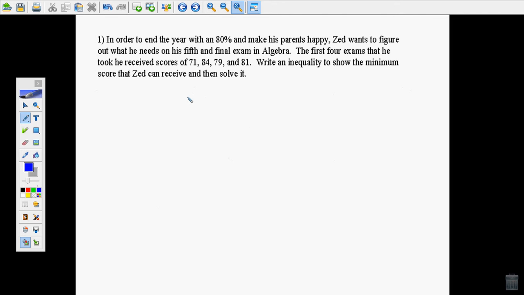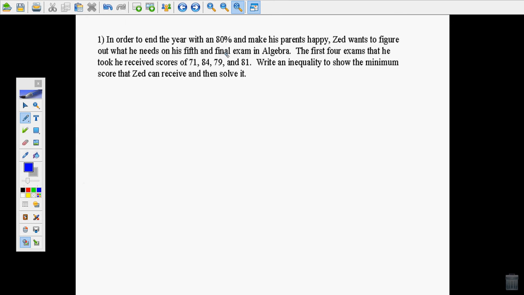Okay, so let's look at our first example here. When you read through this, he wants to end the year with 80%, and he's trying to figure out what he needs to get on the fifth and final exam to make that happen. And so we're given the first 4 exam scores, and then we're going to write an inequality and solve it to figure out what he needs to get on that fifth and final exam. So first of all, let's look at this. What's the total that he needs to get in this problem?